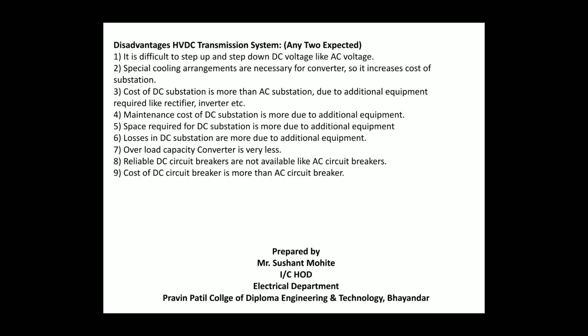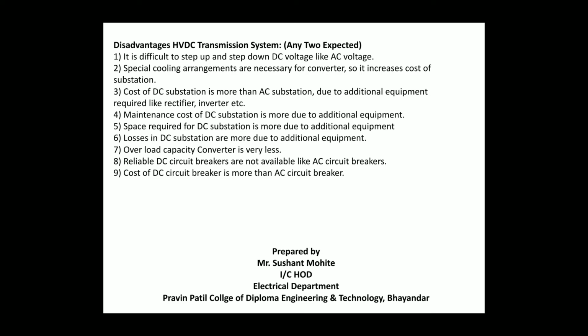Next, the disadvantages of the HVDC transmission system. It is difficult to step up and step down DC voltage like AC voltage. Special cooling arrangements are necessary for converters, which increases the cost of the substation. The cost of a DC substation is more than an AC substation due to additional equipment required like inverter, rectifier, etc. Maintenance cost of a DC substation is more due to additional equipment. The space required for a DC substation is more due to additional equipment. Losses in a DC substation are more due to additional equipment.